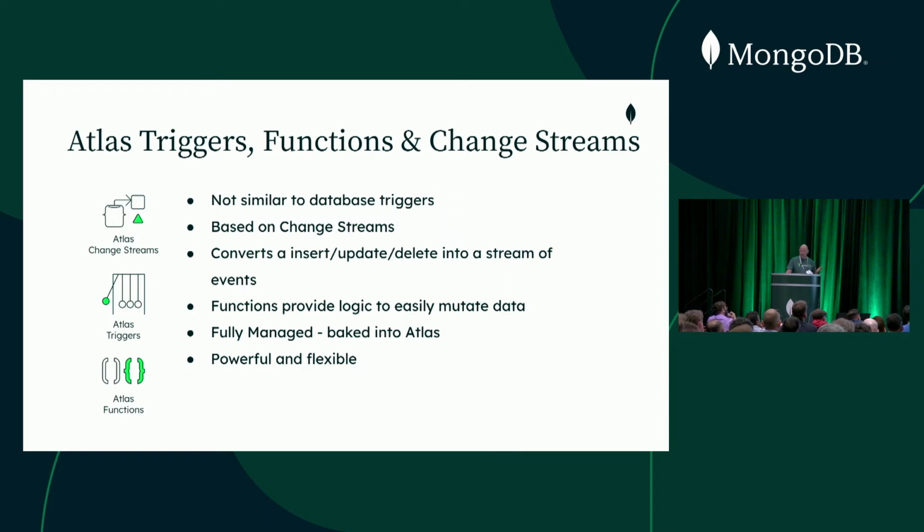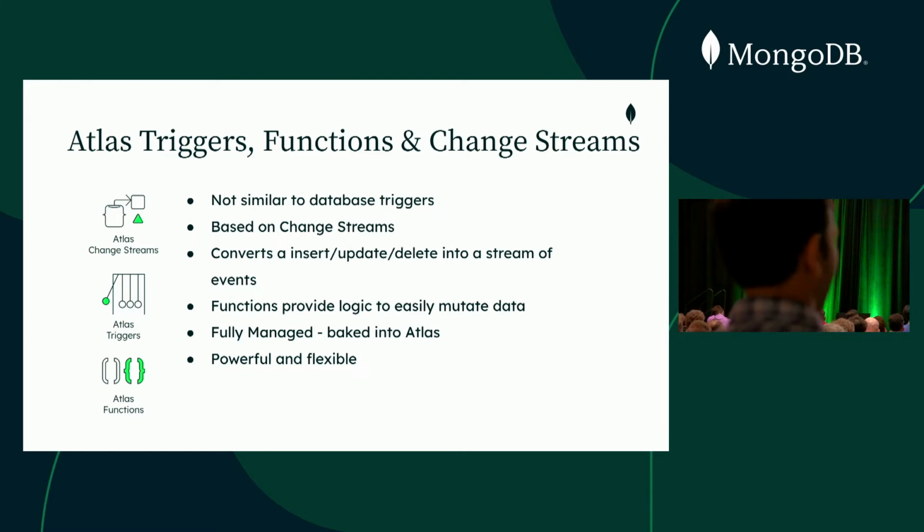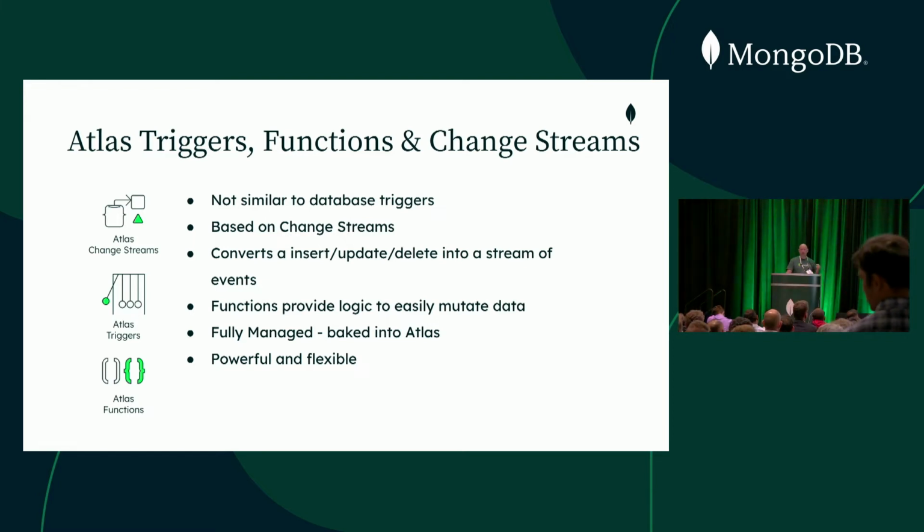Then functions provide the logic to easily mutate the data. So I had a question earlier today about, can you do selective routing of data? The answer is yes. Can you do mutation or filtering of the data? Yes. Can you aggregate and perform aggregation framework queries on the data? Yes. And I'll show you a little bit of where that would fit in the code here in a minute. But this is really, really useful.